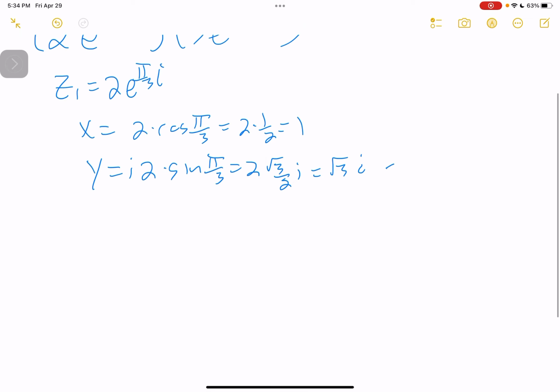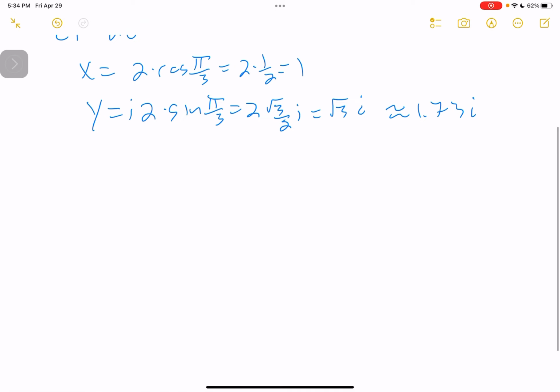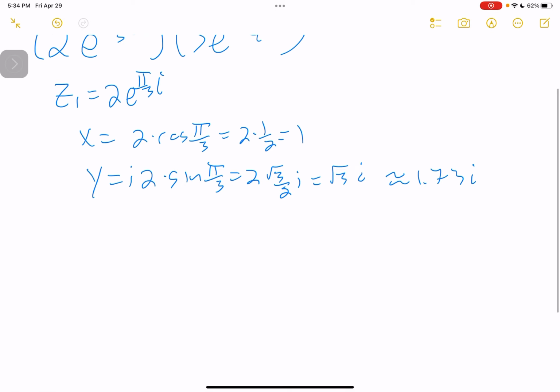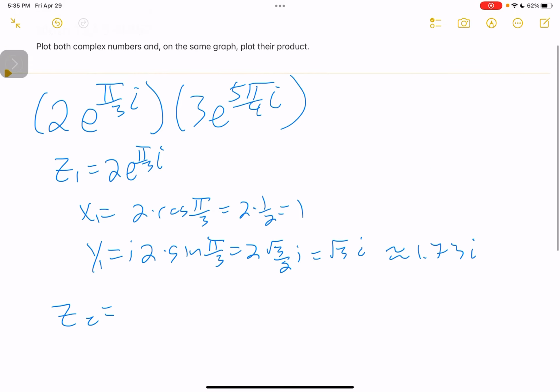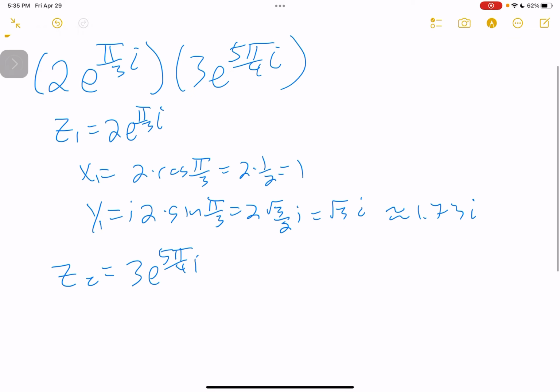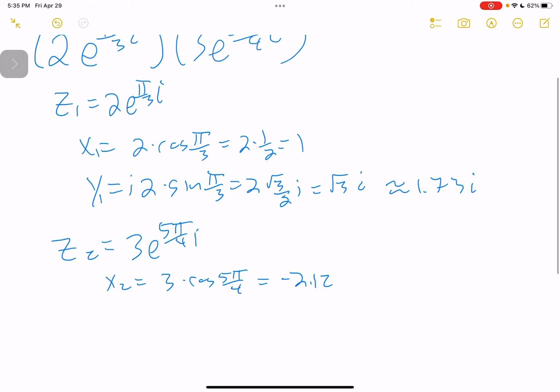And so we're looking at really 1.73i. And if we're to plot that one, well, maybe I'll get the other one first. Let's call this x1, y1. And our z2 is 3e to the 5 pi over 4 i. And so our x2 is going to be 3 times cosine of 5 pi over 4, and that's going to be right about negative 2.12 because it's 3 times negative 0.7071.